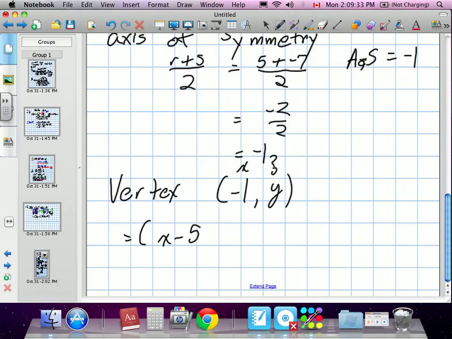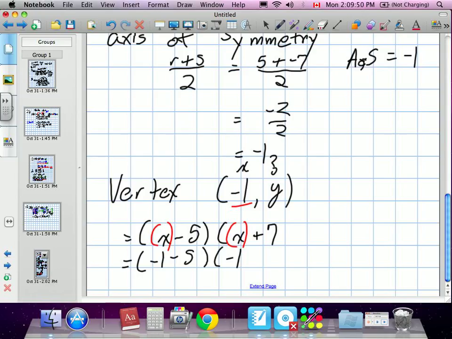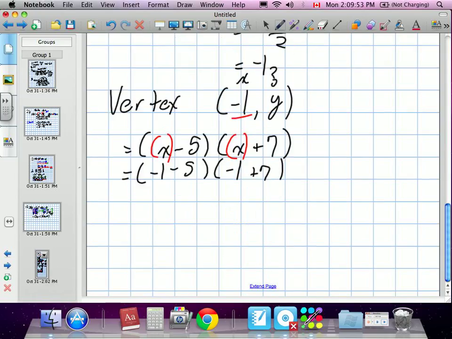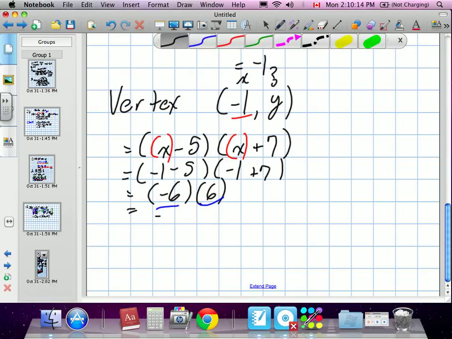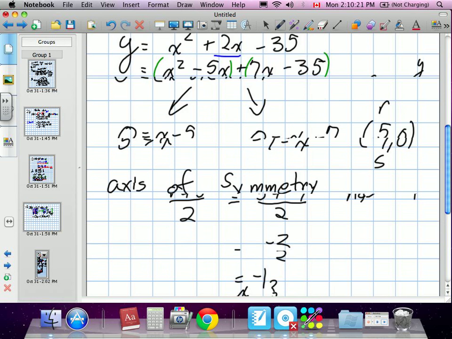I'm going to substitute negative 1 in for both of our x values. That means we're going to have negative 1 minus 5 and negative 1 plus 7, which will give us negative 6 times positive 6. And that's another way to know that you're in between the two x-intercepts. With our axis of symmetry, we should always end up with essentially the same numbers here because it's right in between. Negative 6 and positive 6, we end up with negative 36. So our vertex value is negative 36.